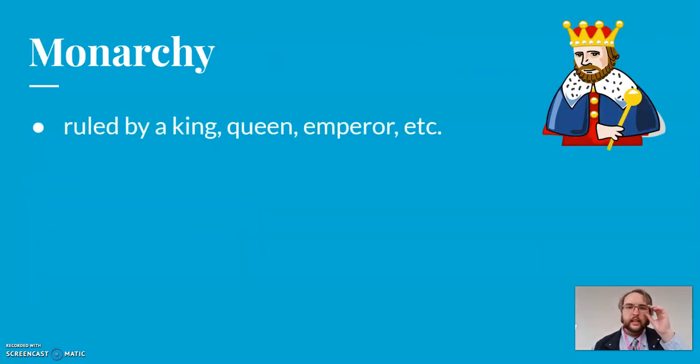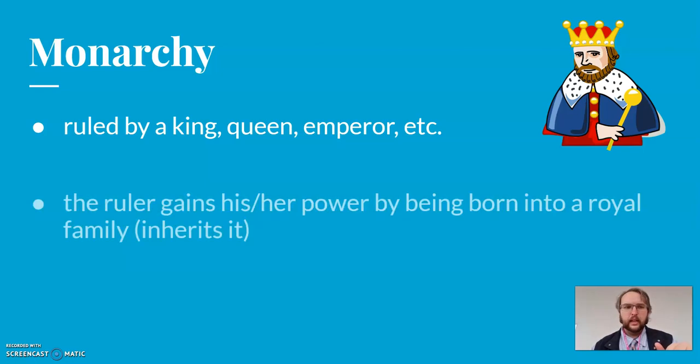A monarchy is ruled by a king, a queen, an emperor, an empress, etc. So when you think of monarchy, always think of king or queen. In a monarchy, the ruler gains his or her power by being born into a royal family. So they inherit their power. It's passed down through the family.